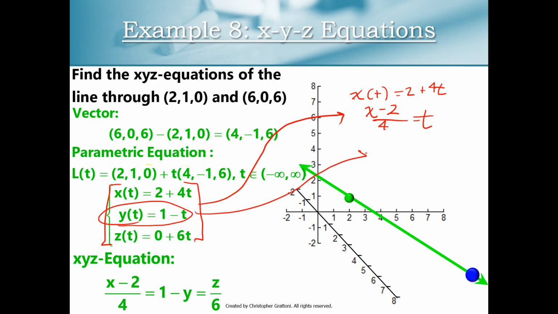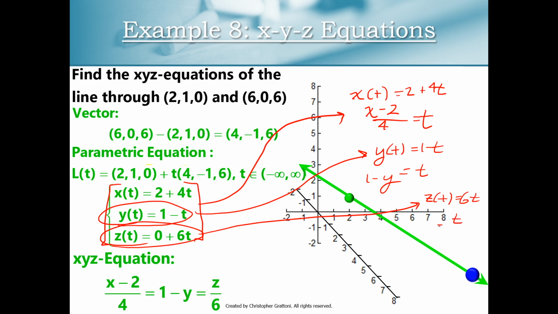Then you take your y of t equals 1 minus t, and you could rewrite that as t is equal to 1 minus y. And you could take your z of t and solve that one for t. And so if you have z of t is equal to 6t, that means that t is equal to z over 6. Oh, look at this. Let me switch to a highlighter here so I can show you what's going on. Look, t is equal to x minus 2 over 4, t is equal to 1 minus y, t is equal to z over 6. All 3 of these equations are equal to each other because they're all equal to t.